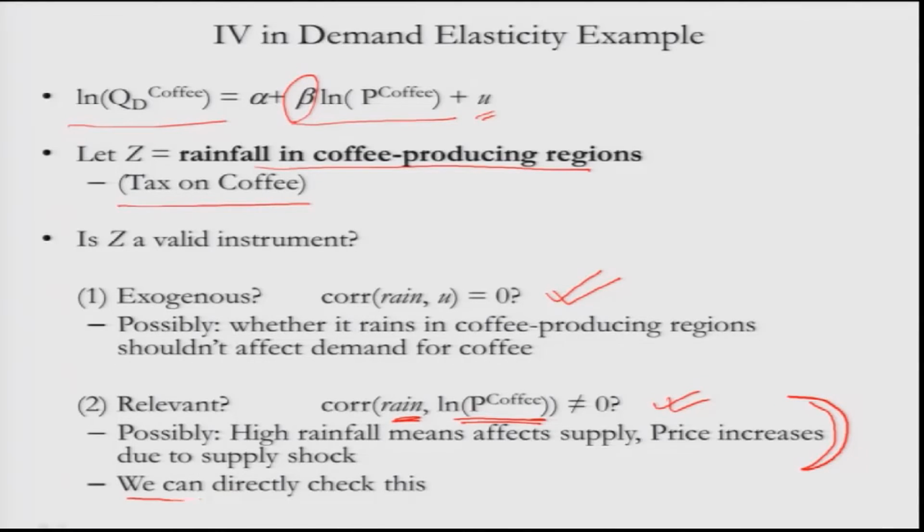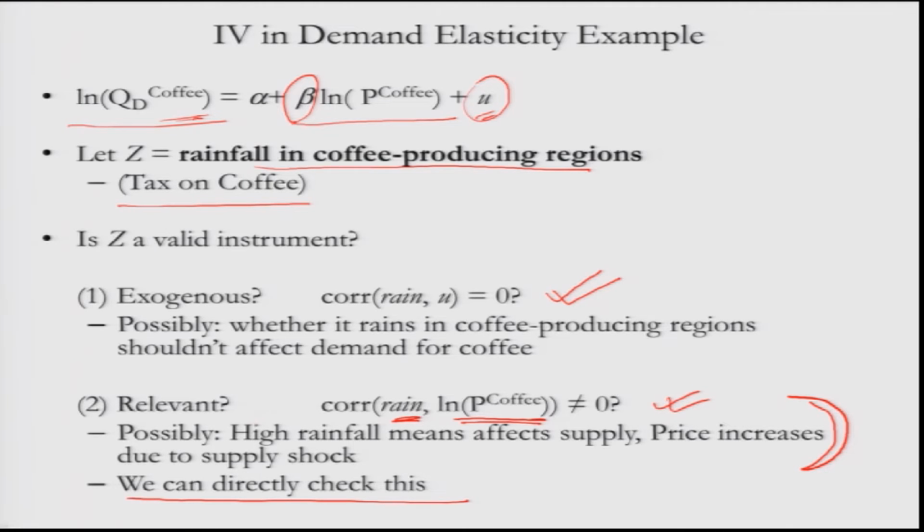Okay, so we can directly check the relevance condition, but not the exogeneity condition. Once again, just to repeat what I said, the exogeneity condition means that rainfall must not be correlated with U. In other words, rainfall must not be correlated with the error term in the structural equation that we are interested in.